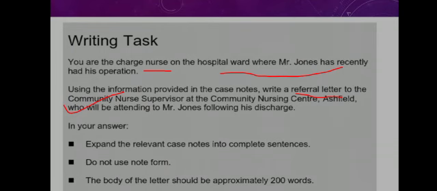In this writing task, the purpose of the letter is not given. So in that case, you need to understand and analyze the case note, and you need to find out what the purpose of the letter is. So now we'll go to the case note.